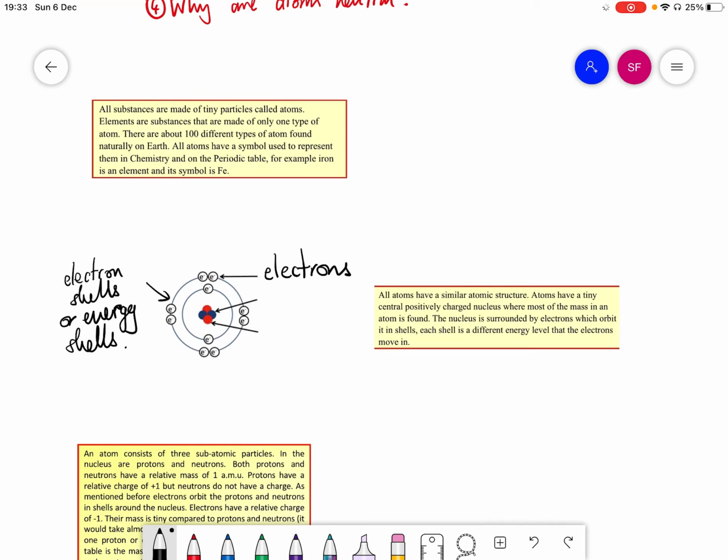In the centre of our atom is a nucleus. Now, a nucleus contains two subatomic particles. We have our protons and we have our neutrons. And they both sit in the nucleus, okay? So what we've actually got is a positive central nucleus, which is very dense and has a lot of the mass of the atom, surrounded by our negative electrons in these shells.